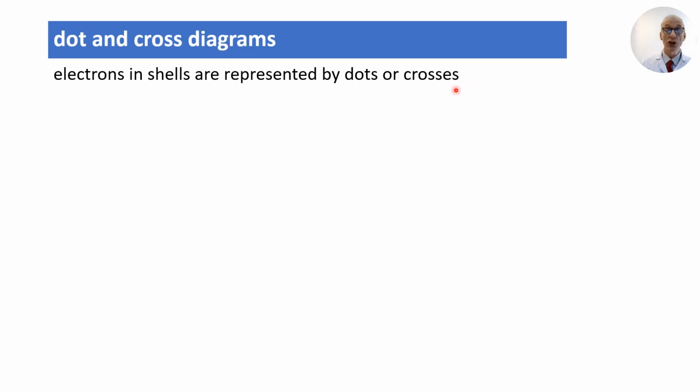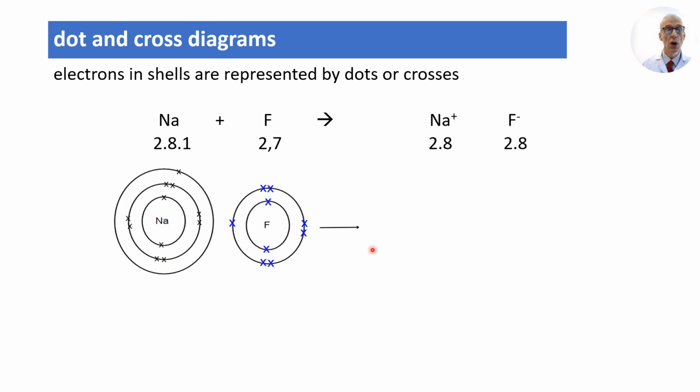So moving on to dot and cross diagrams, here rather than representing electron arrangements as sets of numbers, we use shells drawn as circles and place dots and crosses on those circles. So we've got 2 in the first shell, 8 in the second shell, and 1 in the third. I've gone for blue crosses rather than dots. It's more normal to have dots. So 2 in the first, 7 in the second. Here's the products, sodium ion and the fluoride ion.